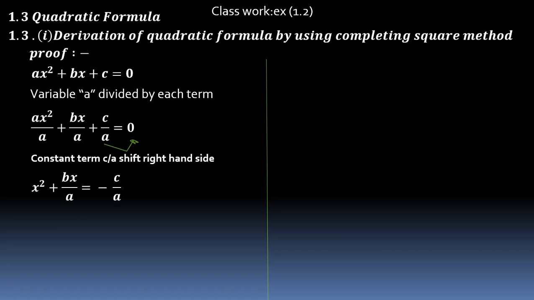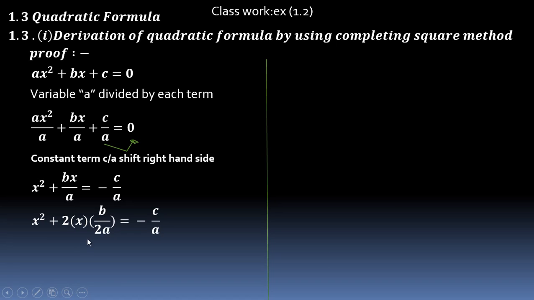We check completing square: a square plus 2ab plus b square is equal to a plus b whole square. This equation, how can we add it to get the perfect square? First we check the bx upon a value according to the formula: x square plus 2, a value is x, b value is b upon 2a, is equal to minus c upon a.